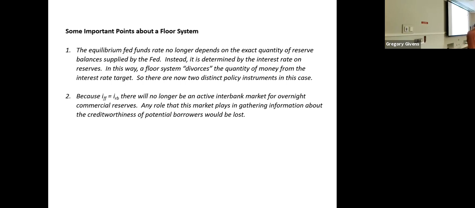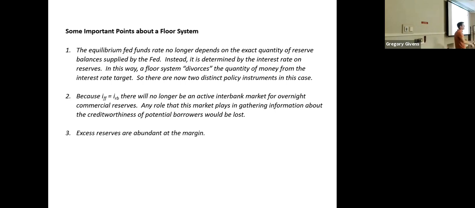A drawback from that is that any role this market might play in gathering information about the creditworthiness or the health of different banks in the banking system is going to be lost in a floor system. I think this is an important point. One of the most useful features of a corridor system is this active interbank market allows participants to see what banks are healthy and what banks are under distress. But in a floor system where there's not an active interbank market, that information content is lost, particularly to the regulators.